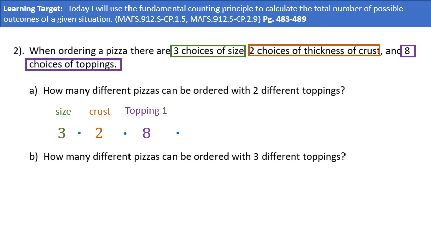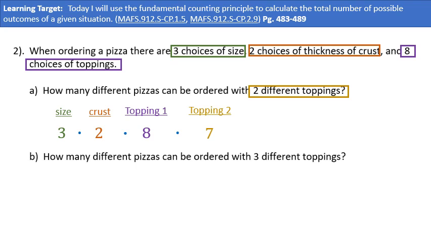All right, but look at what question A states: how many pizzas can be ordered with 2 different toppings? Which means that the topping we choose for our first topping, we cannot choose again. Can't be like my kids and say, I want cheese and extra cheese. It doesn't work that way. You've got to choose 2 different toppings.